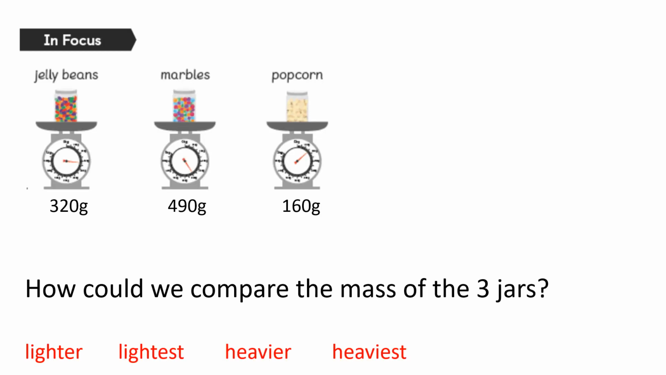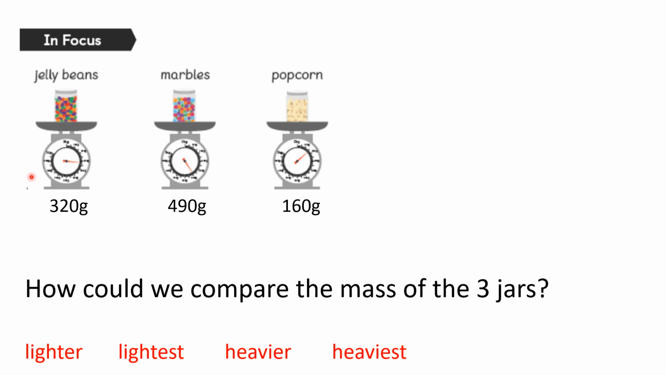Okay, let's get going. So starting with our InFocus task for today, on this slide you'll see that there are 3 weighing scales with 3 different jars filled up with different things. So in this first jar we have some jelly beans, in the second jar we have some marbles, and in that third jar we have some popcorn. Now I have measured the mass of each one for us already.